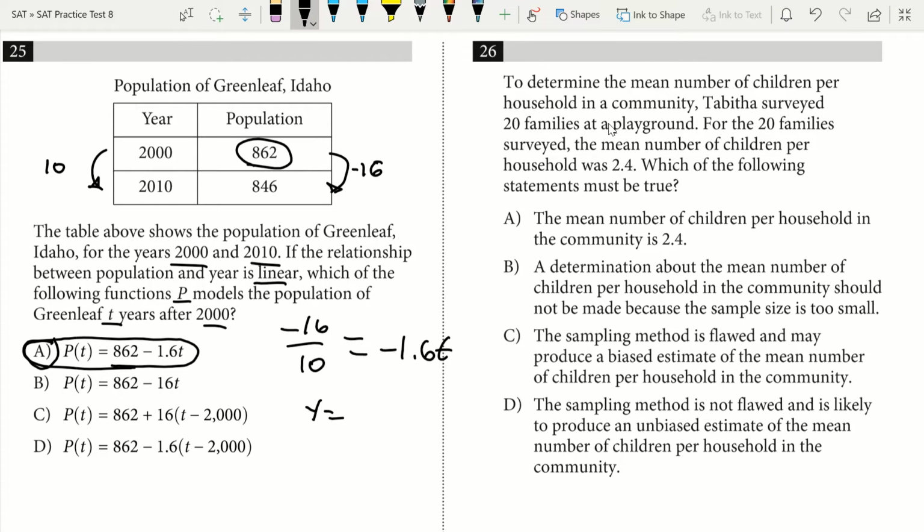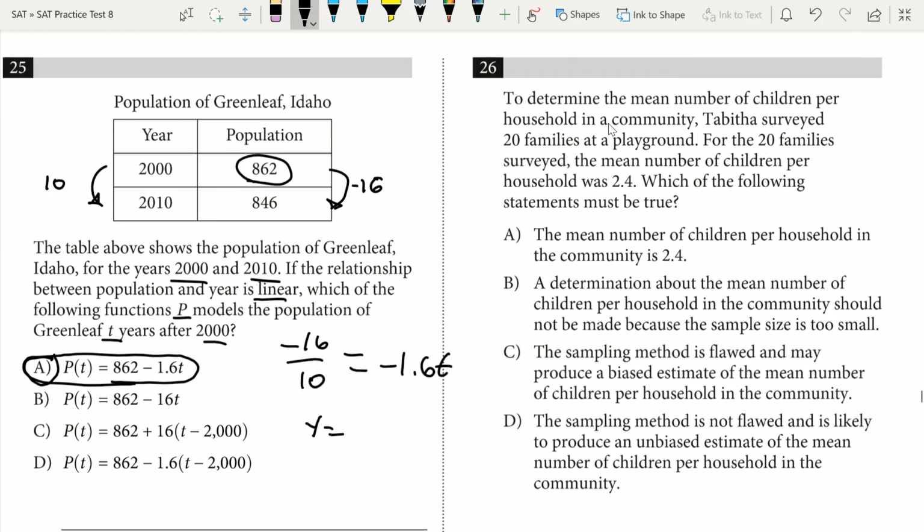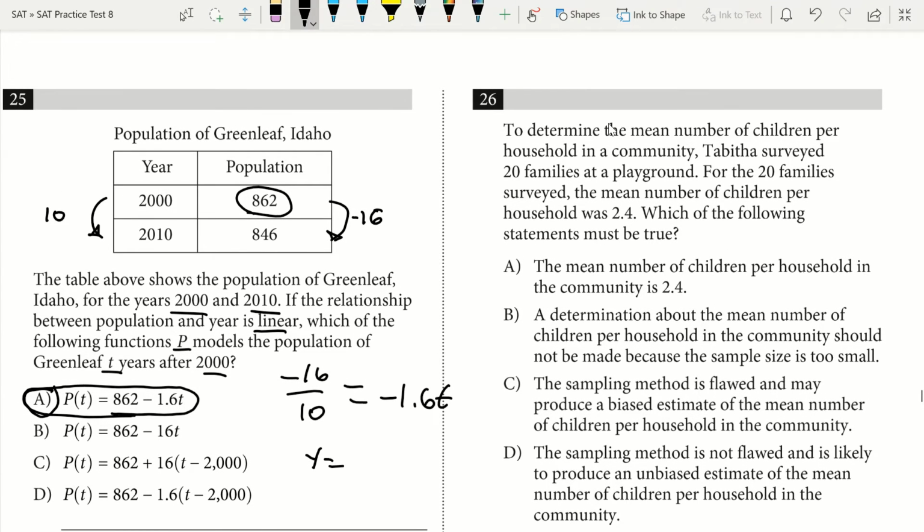All right, question 26. To determine the mean number of children per household in a community, Tabitha surveyed 20 families at a playground. For the 20 families surveyed, the mean number of children per household was 2.4. Which of the following statements must be true? Well, it's at a playground, first of all, right? So we know that that's a biased sample, okay? Because you can't take a survey of the number of people in a family at a playground because it's likely going to be higher than the mean of the general population. So the mean number of children per household in the community is 2.4. No, because we have a biased sample.